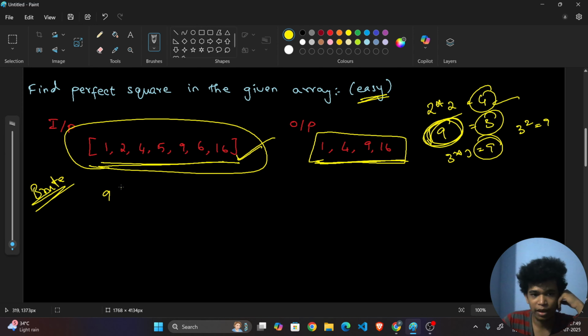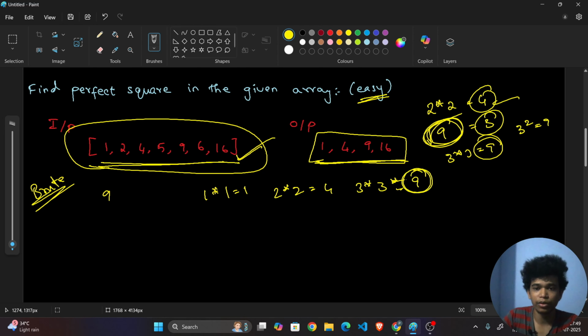Then I want to go from 1 up to 9, and check whether 1 into 1 is equal to 9, 2 into 2 is equal to 9, 3 into 3 is equal to 9. Yes, it is 9, so I will return true. Initially 1 into 1 is equal to 1, 2 into 2 is equal to 4, 3 into 3 is equal to 9. So now I encountered this value.